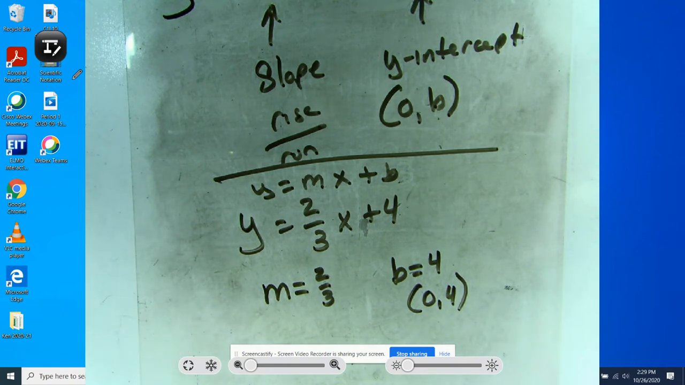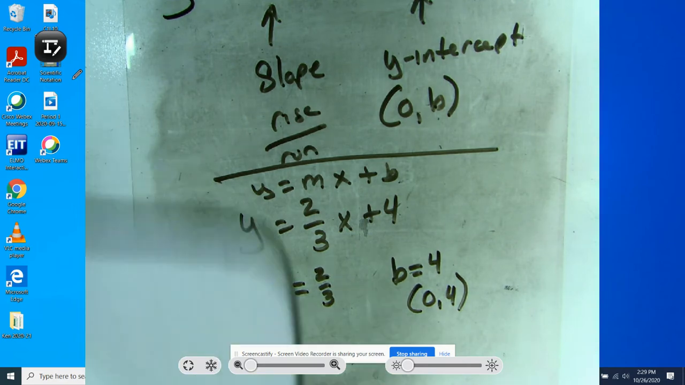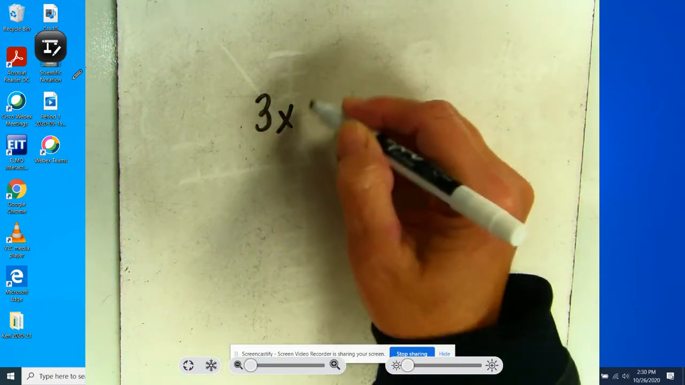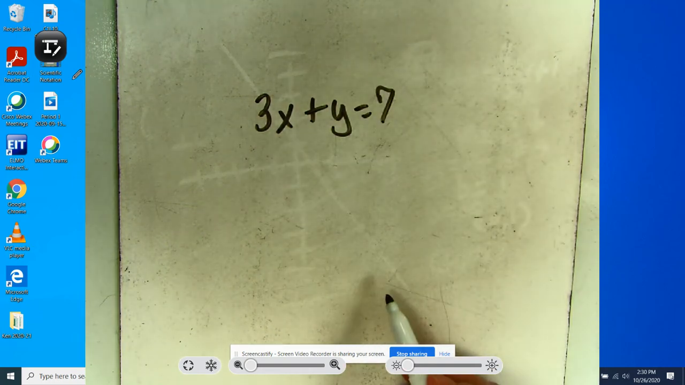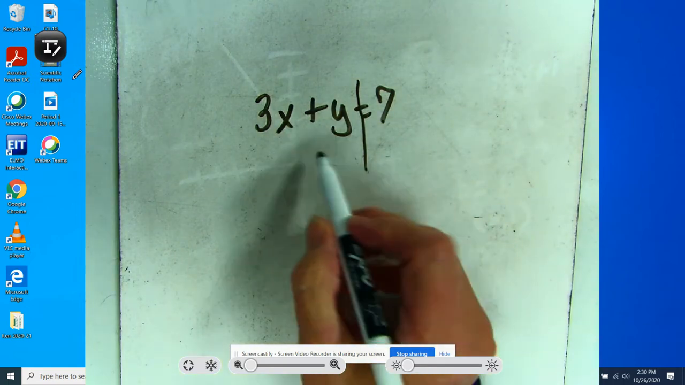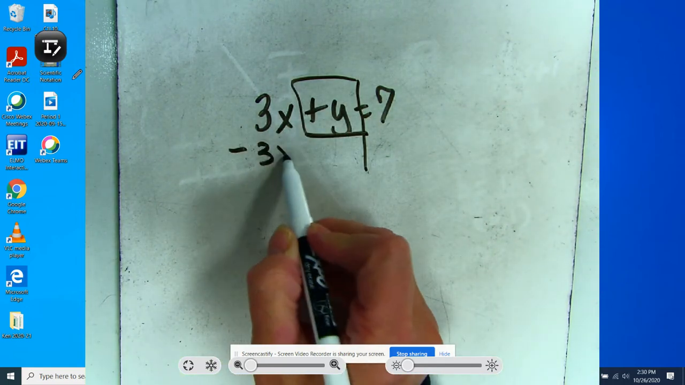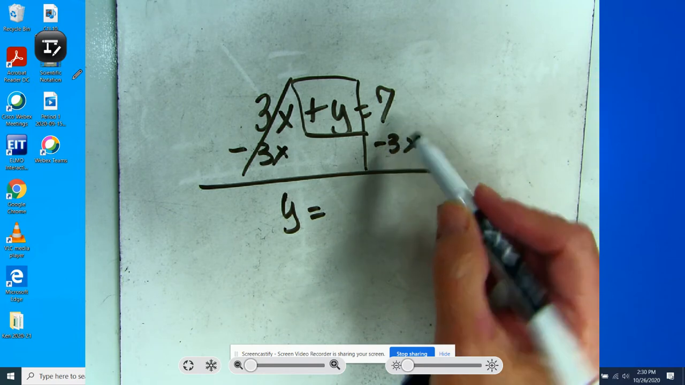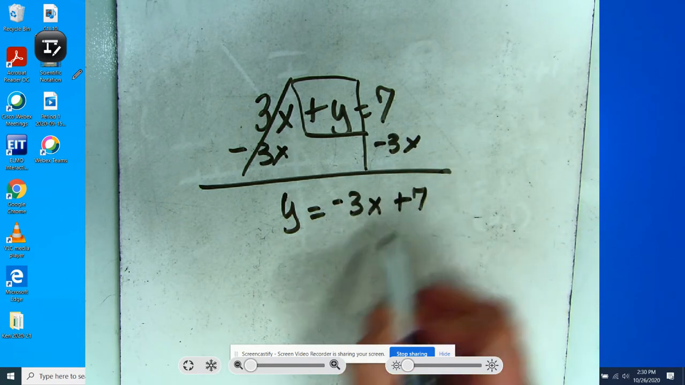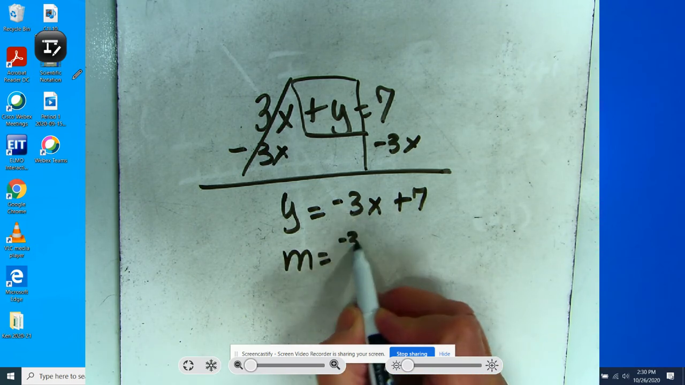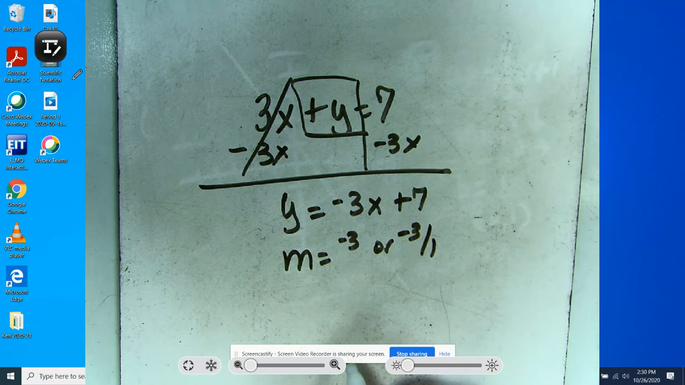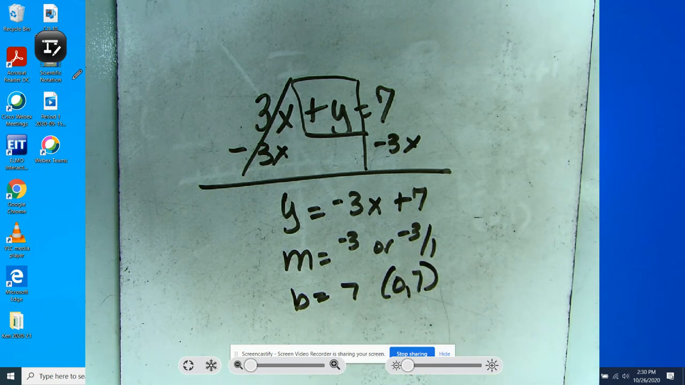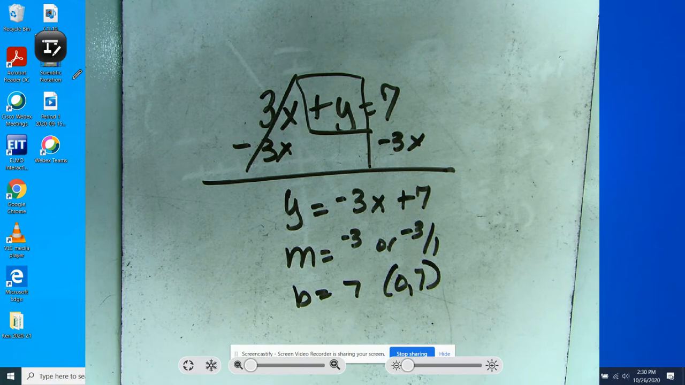Now you can only identify m and b if the equation is solved for y. So if you get an equation like 3x plus y equals 7, this is not solved for y. You're going to have to first solve for y. You do that by subtracting 3x from both sides, and you get y equals, and these are not like terms, so don't combine them. Simply write them down. Now you can tell me that m is -3 or -3/1, and that b is 7, which is the point (0, 7). Okay, the equation must be solved for y first.